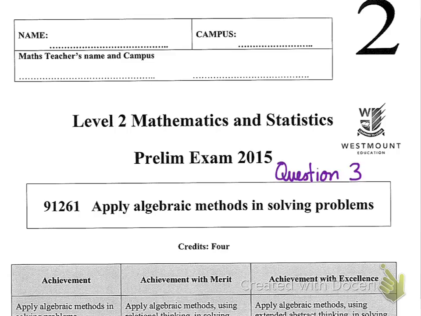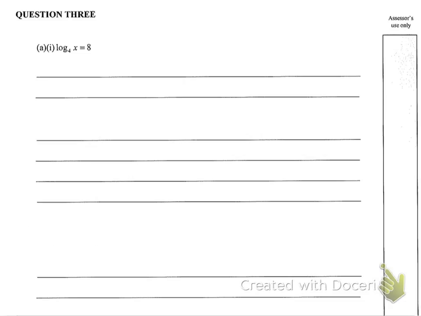Question 3. We want to solve a log problem here. First of all, identify the power. Logs are powers, so the power of this one is 8. And we see the base is 4. So what you have is 4 to the power of 8 equals x. Use your calculator to do the rest, and you're well on your way to achieve.